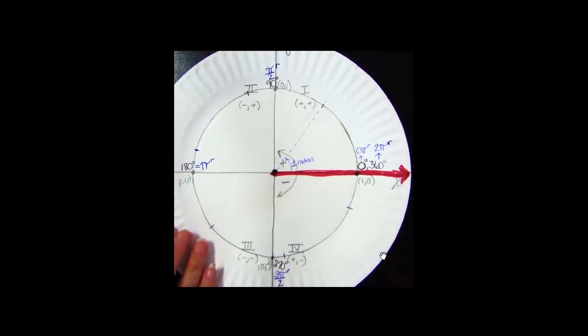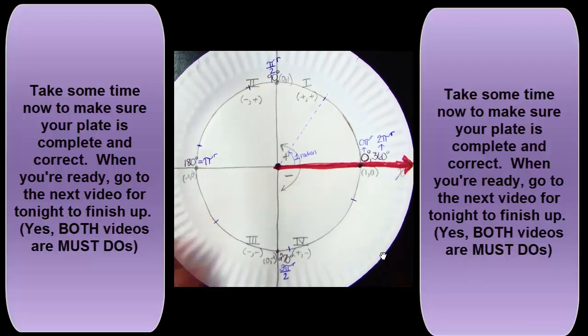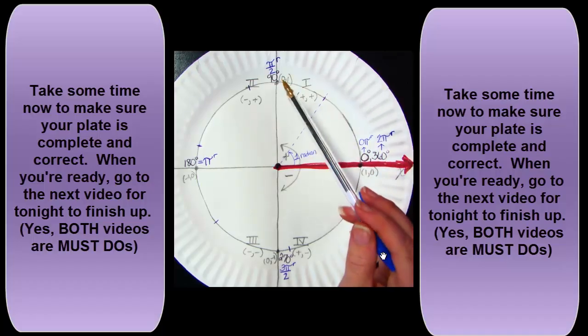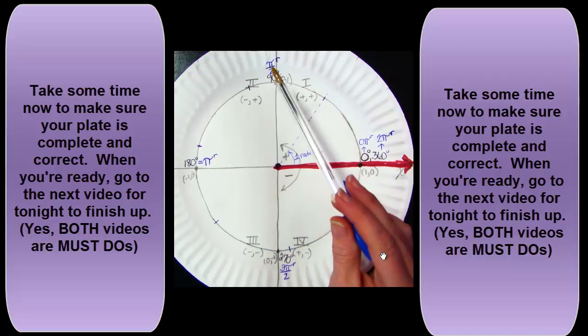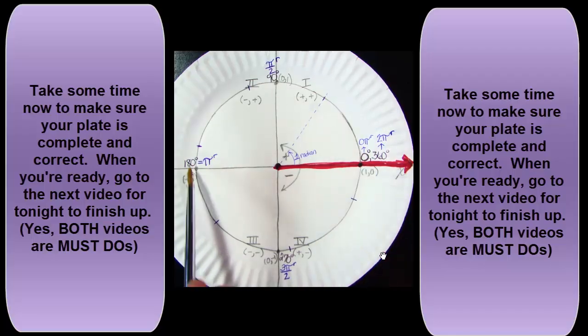And that's it for the first part of the video. You need to take time to make sure that your plate is complete and correct at this point. When you're ready, you will need to go to the next video. We do have 2 must-do videos for tonight. So check all of your points. Make sure they have their 3 names, coordinate, degree, and radians, and that they're the same as mine.